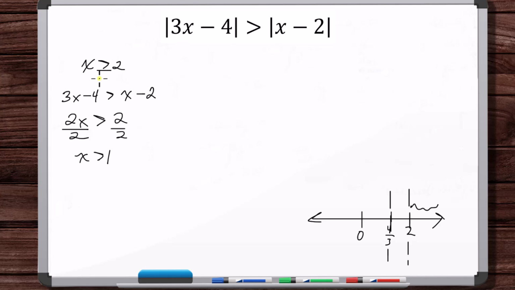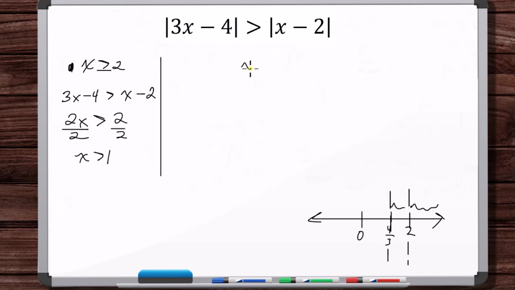Where do these overlap? X is greater than or equal to 2, and x is greater than 1. Well, that overlaps here, just x is greater than or equal to 2. Okay, so let's put a note by this. That's the answer.